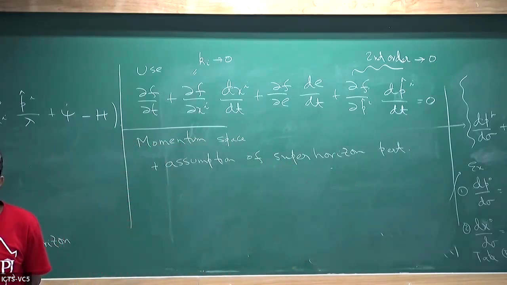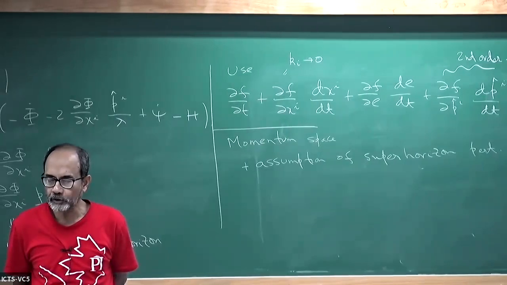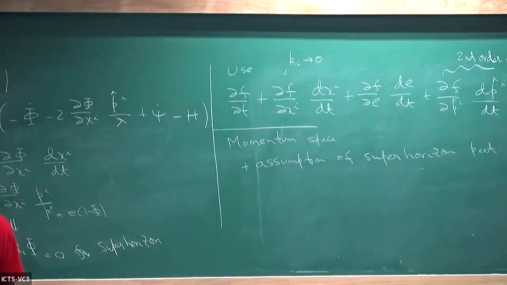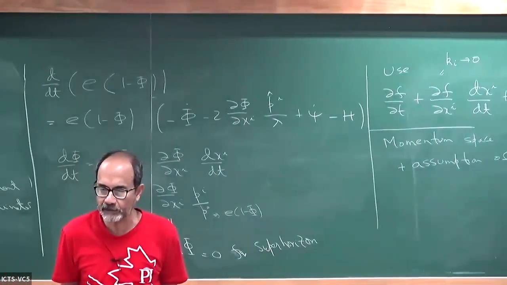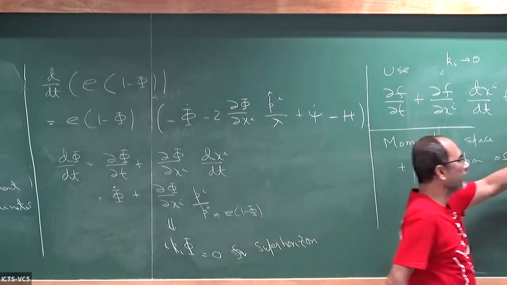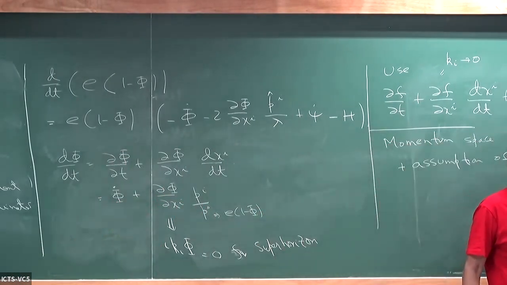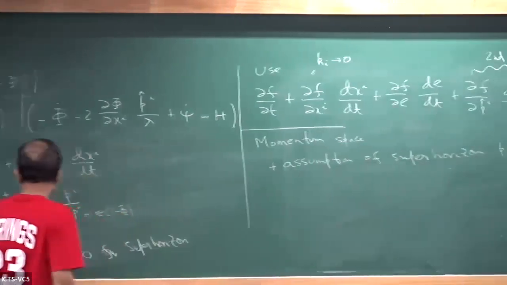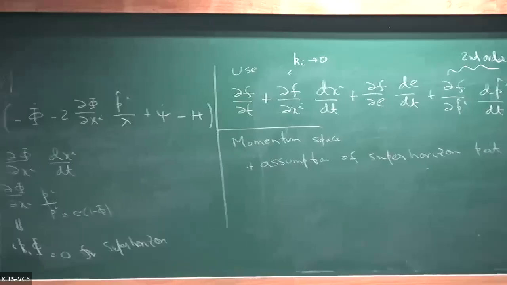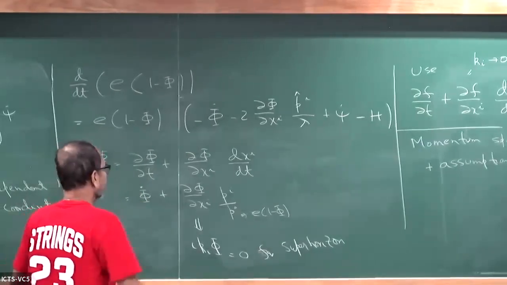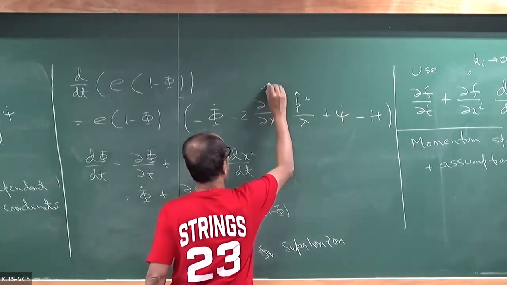Is this point clear? So some things are set equal to 0 because it's super horizon, anything that has an x derivative, and some things are set equal to 0 because they are second order. In the homogeneous isotropic universe, both terms vanish. So this now makes things simple, because this also is set equal to 0.